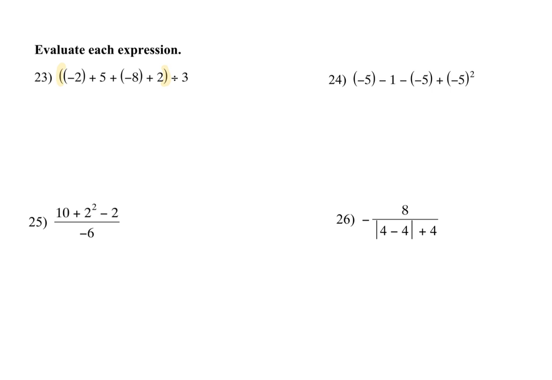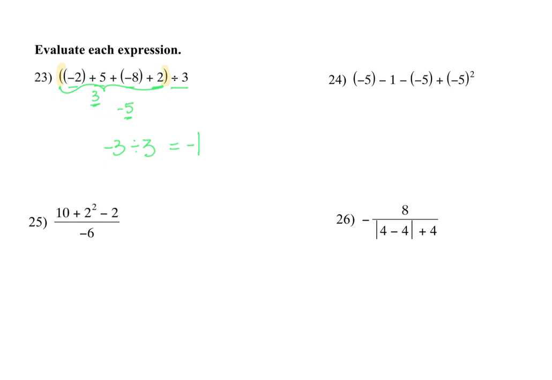So I have -2 plus 5, that's different signs. That's going to give me a 3. I have a +3 and a -8, different signs, subtract. That's going to give me a -5. And then I have a -5 plus 2. That's going to give me a -3. So this whole group, when I add and subtract, gives me -3. That is being divided by 3. That's all I have left to do. I get -1. So all I had was one big group and then a division.